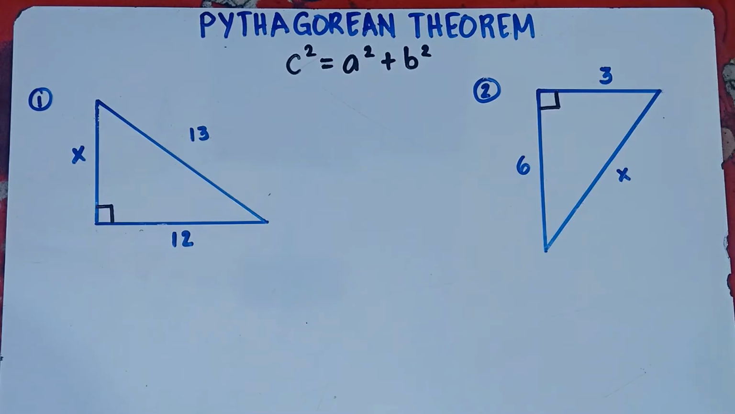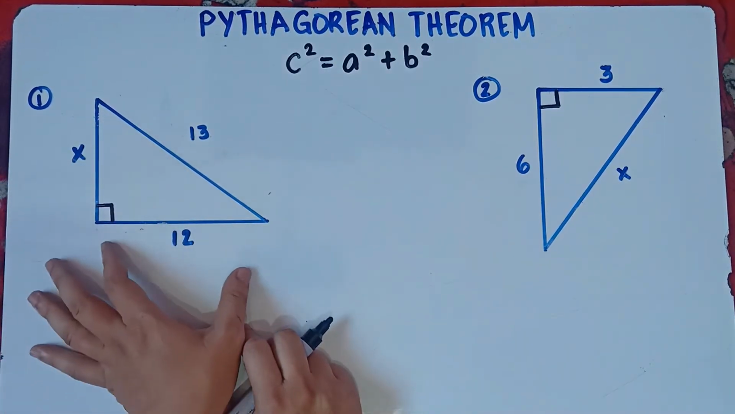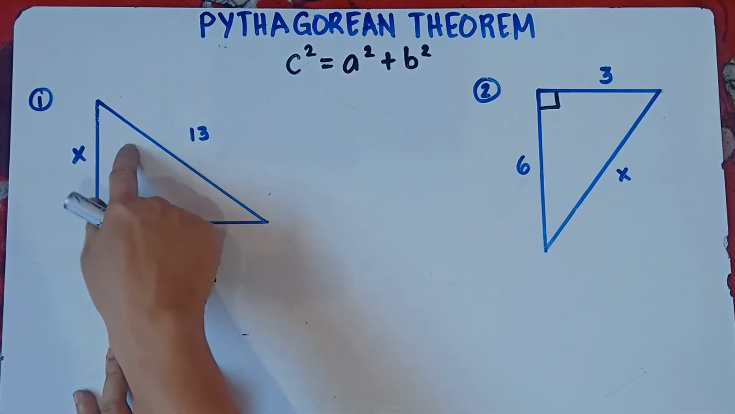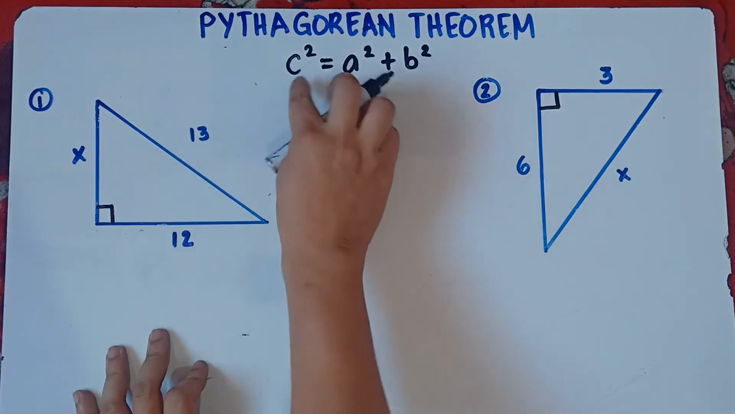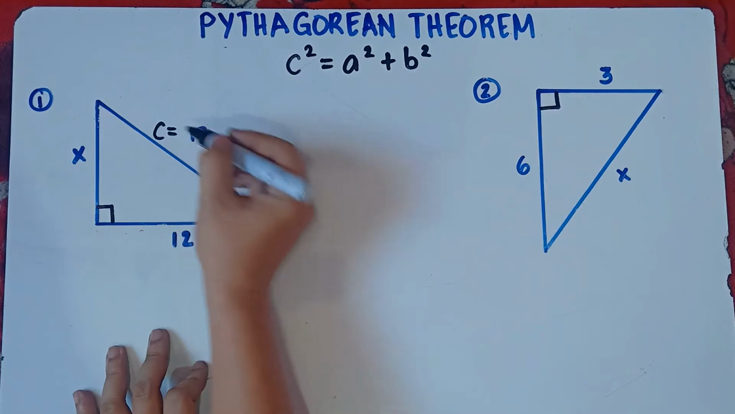Alright, so example number 1, we have given this side, the longest side, that is 13. And we have 12, and we're told to find x. Once again, class, the longest side is always the hypotenuse, and this will be C. Always remember that, class, C is always the longest side, this will be the hypotenuse. So, C is equal to 13.